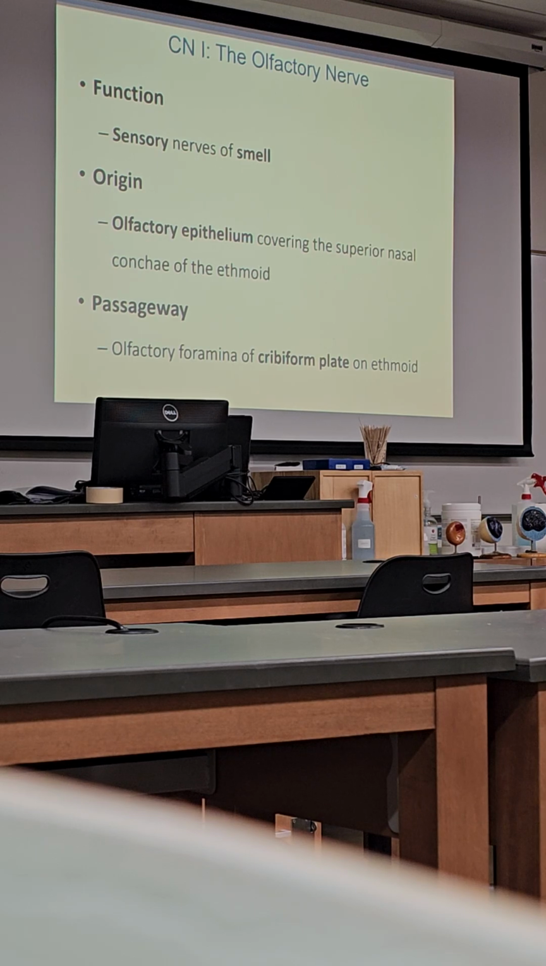So here is what we're talking about, right here. The superior nasal concha is where we have the tissue, the olfactory epithelium, where we have the sensory receptors for the olfactory nerve, picking up smell. Right there, that's the superior nasal concha of the ethmoid bone.